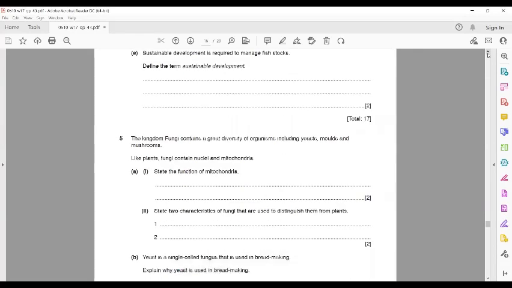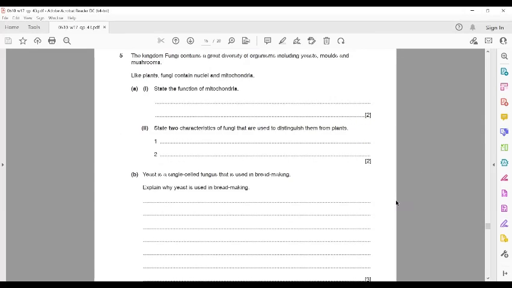Define the term sustainable development. Okay, development without damaging or harming the environment, but we are providing for the needs of the increasing human population by doing some developmental activities, without harming the environment and leaving something for the future generation. That's part of sustainable development. State the function of the mitochondria. Respiration to produce energy. State two characteristics of the fungi that are used to distinguish them from plants.